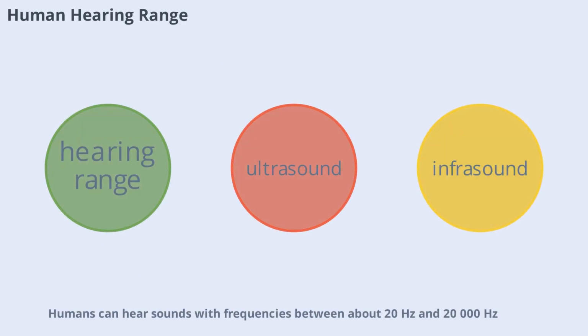Humans can hear sounds with frequencies between about 20 Hz and 20,000 Hz. Sounds below this range are called infrasound, and those above are called ultrasound. Some animals, like dogs and bats, can hear much higher frequencies than we can. This wide range allows us to enjoy everything from deep bass notes to high-pitched whistles.